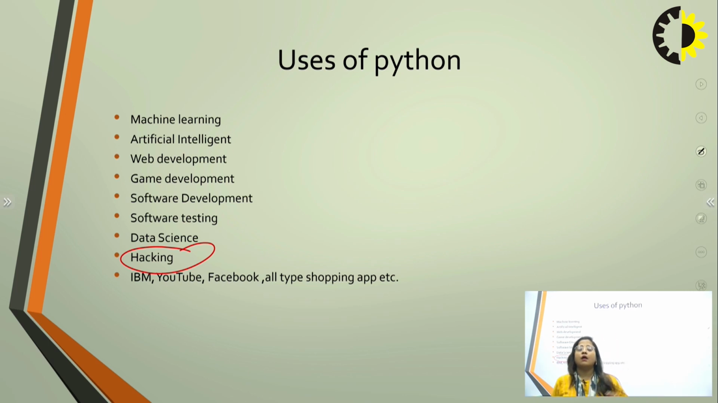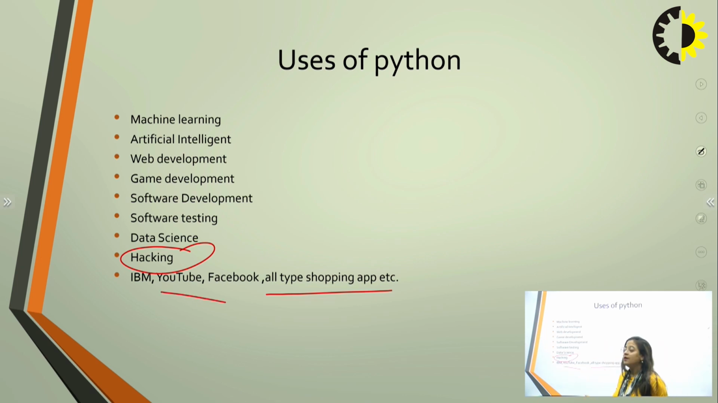Many companies use this language, like IBM, Facebook, Google, YouTube, Instagram, and shopping apps. It is used by different types of companies, in different areas, and by different types of people, like testers, developers, engineers, and artificial intelligence developers, because writing lines of code is very easy compared to C and Java.